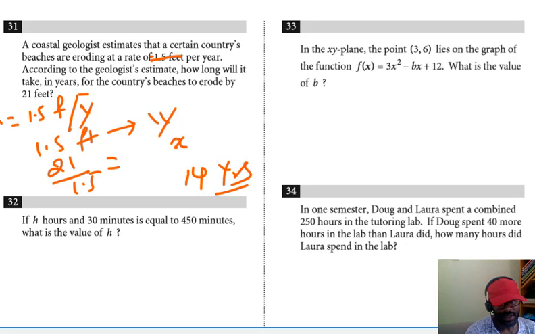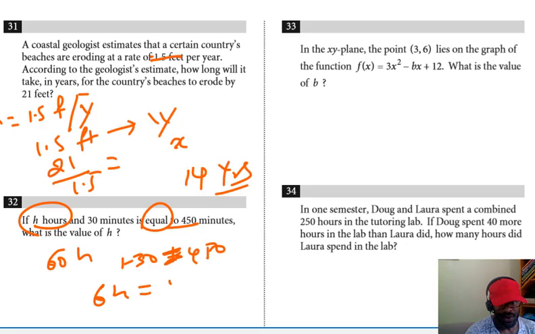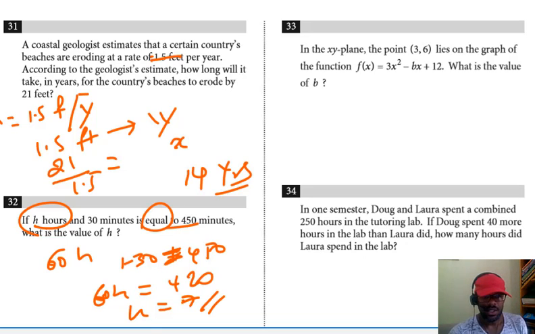If H hours and 30 minutes is equal to 415, this is the same as 13 plus H. The hour changed to minutes, so that is 16 plus H. So when you work this out, 16H is equal to 420. When you divide, H is, I think, 7. Just 7.